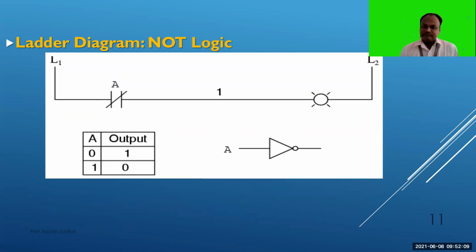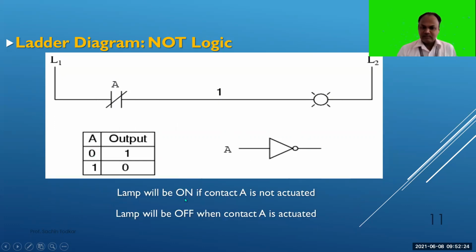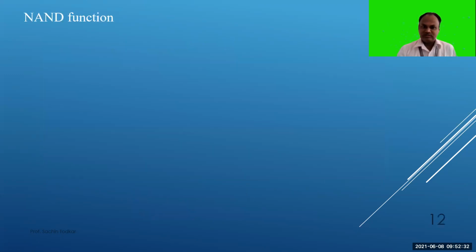Now the NOT gate. In the NOT gate, if the input is 0, the output will be 1, and if the input is 1, the output will be 0. This is the logic of the NOT gate. The lamp will be on if the contact is not actuated, and the lamp will be off if the contact is actuated. So this is your NOT gate.